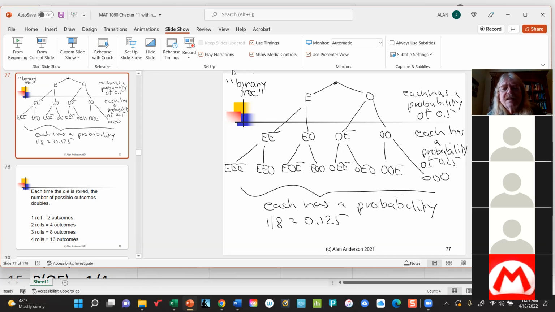Binary simply indicates that on each roll of the die, or each repetition of the experiment, there are only 2 possible outcomes. Binary means 2, okay? Because the prefix bi means 2. Nary just means numbers, basically. How many ways are there for something to happen? So again, you're doubling every time.